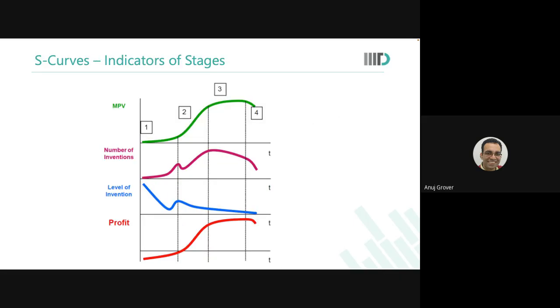This was what I was talking about when I said that in the initial phase, when the MPV is just about to get developed, the number of inventions start to increase. And the level of invention, initially, is very high because it's the first fresh new idea. After some time, the novelty of ideas or the value that these ideas add would start to reduce. There comes a kink over here where we say now the system has identified all its MPVs.